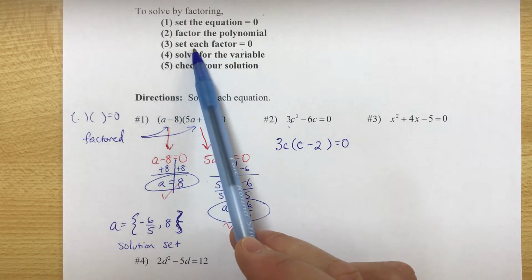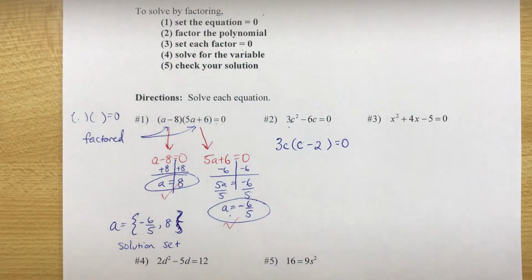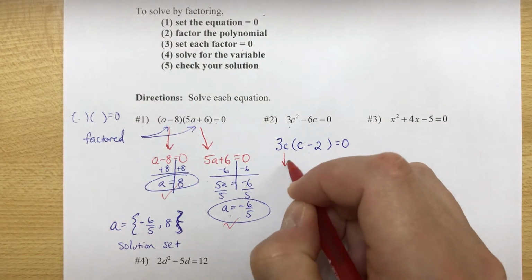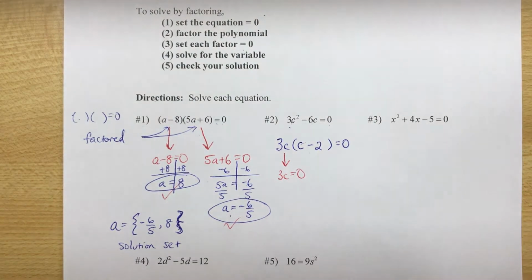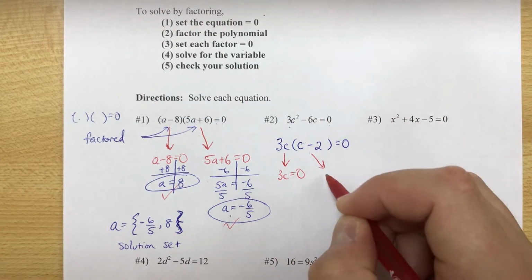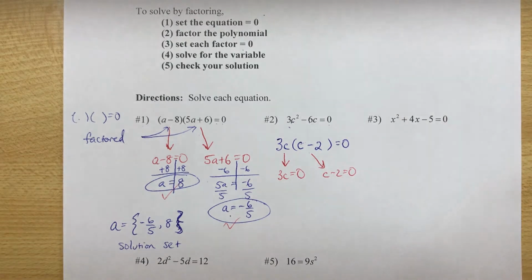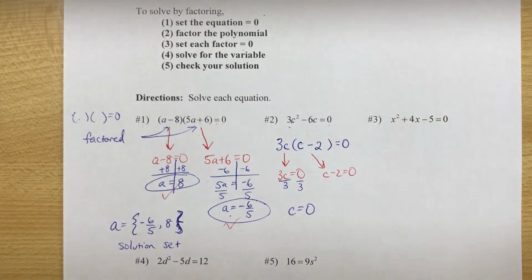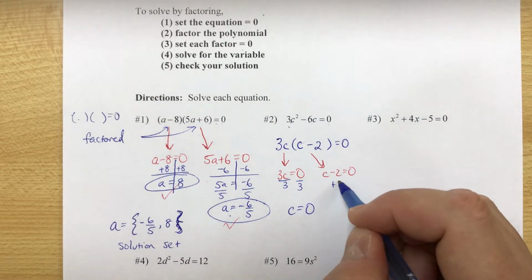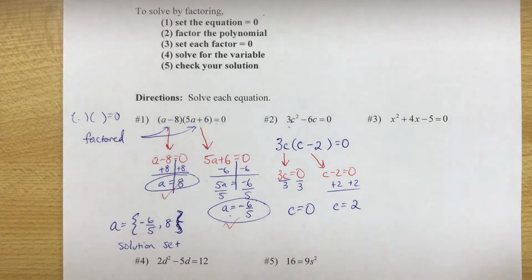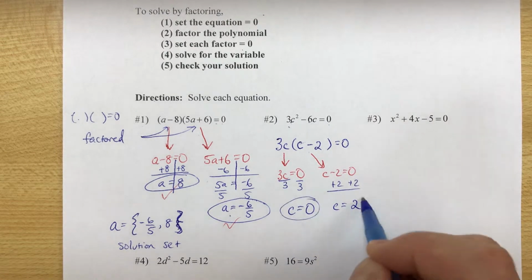Step 3, set each factor equal to 0. Now, we have 2 factors. We have 3c. So I'm going to say maybe that's my 0. Or c minus 2, maybe that's the 0, and then we solve. So this one we would divide by 3, and we get c equals 0. Here we would add 2, and we would get c is equal to 2. So here's our 2 answers.